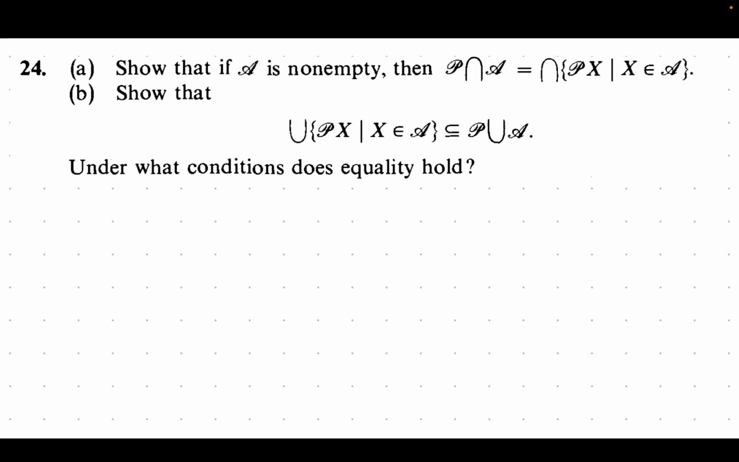Chapter 2, Exercise 24. Part A: Show that if script A is non-empty, then the power set of the intersection of script A is equal to the intersection of the power set of X such that X is in script A. And part B: show that the union of P(X), the power set of X such that X is in script A, is a subset of the power set of the union of script A. With the additional question, under what conditions does equality hold?